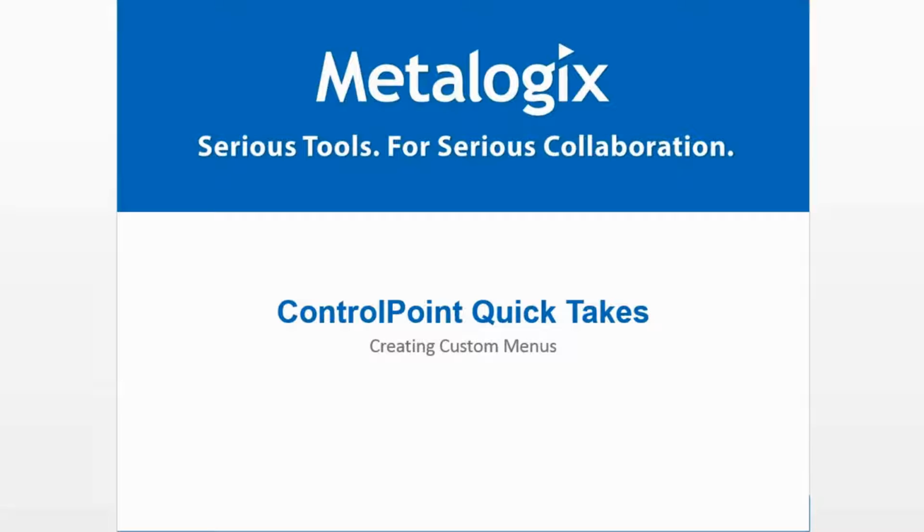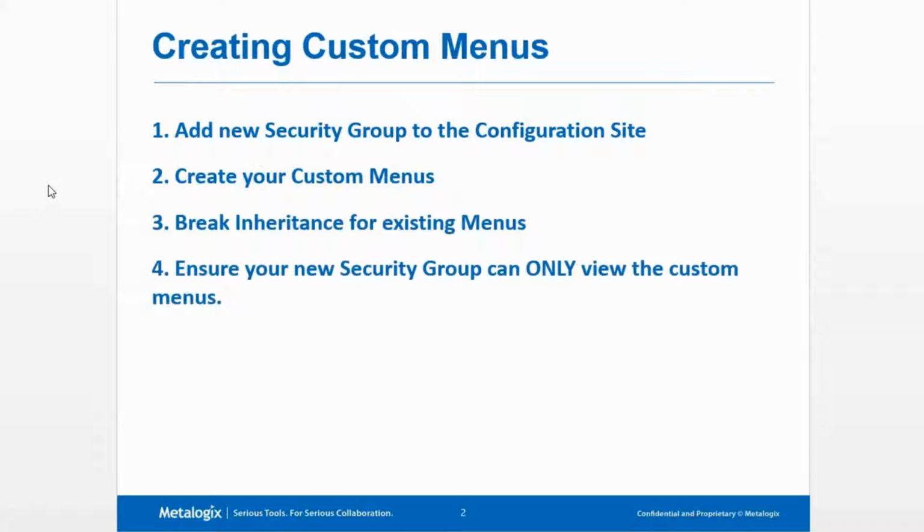So to start, creating custom menus will only take a couple of quick steps to get configured. First, we are going to go to the ControlPoint configuration site and create a new security group in addition to the existing groups that are used to give the user access to ControlPoint. Once we've created that new security group, then using the ControlPoint user interface, we'll create the custom menu itself.